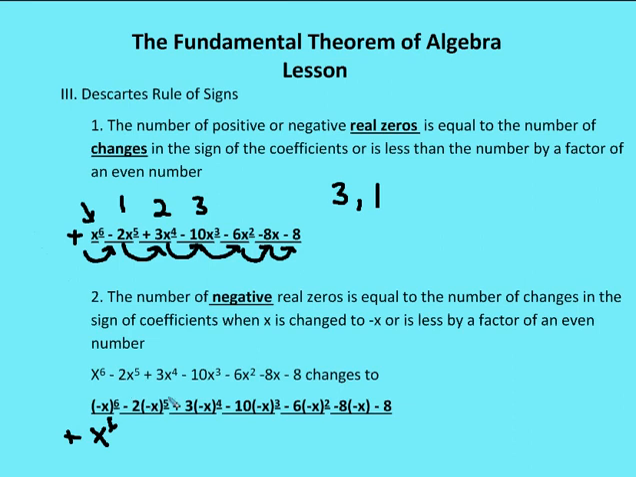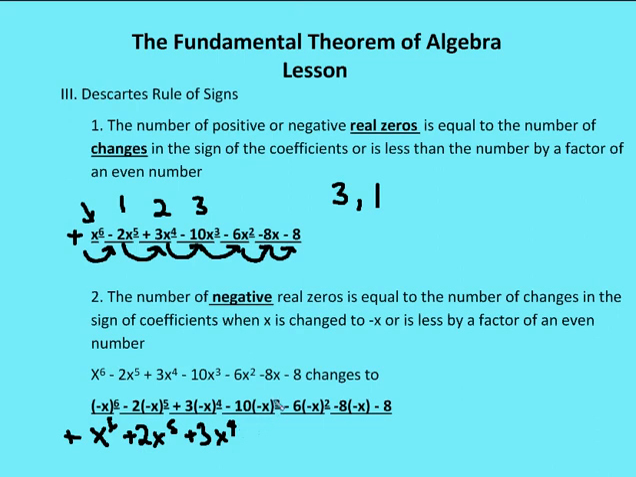Then I have negative x to the 5th. That's going to be a negative value, times negative 2 is going to be also a positive. So I have positive 2x to the 5th. Then again, I have negative x to the 4th. It's a multiple of 2, so this remains as a positive value. I can change this to plus 3x to the 4th.